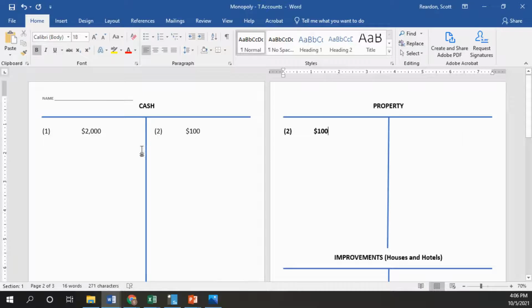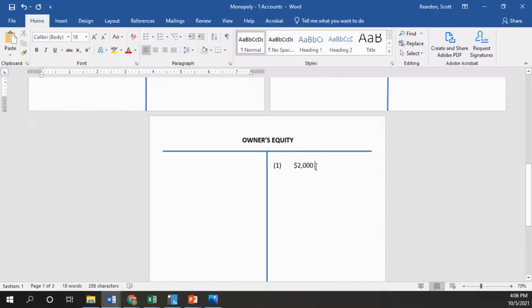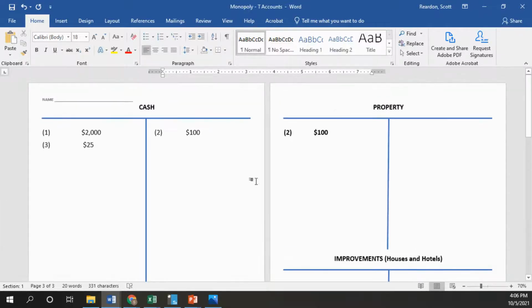Then we come along, we go, okay, we have transaction 3. We got community chest. We got $25. Now what do I do? Transaction 3. Well, down here for transaction 3, I'd say, well, that's going to be an increase. That's going to be an increase. Owner's equity, revenue, $25. We go along and go, well, okay, we just bought another property.